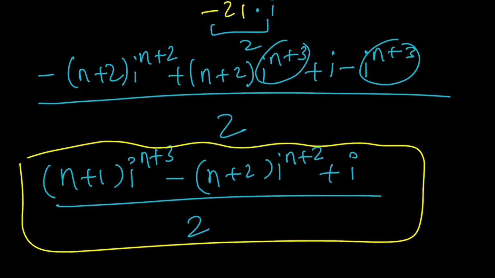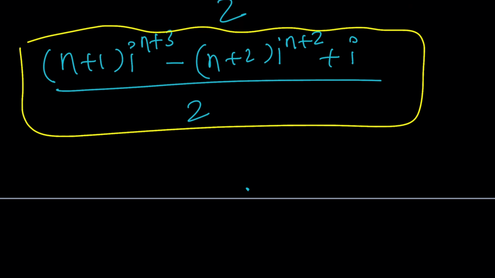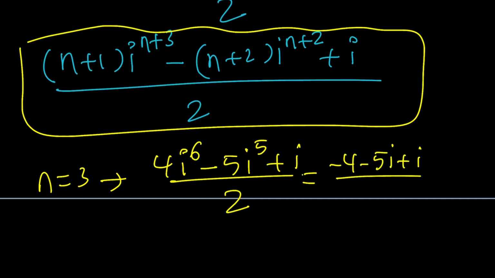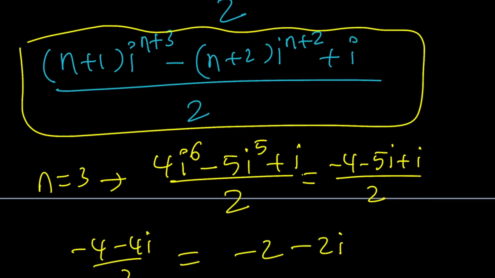If you want, we can go ahead and check it out for a particular value of n, which in this case I would use n equals 3, because that gives us the first quartet. If n is equal to 3, you're going to get 4 i to the power 6 minus 5 i to the power 5 plus i, divided by 2. i to the 6 is the same as i squared, which is negative 1. So that's going to give me negative 4. i to the 5th is the same as i, so it's going to give me negative 5i plus i, divided by 2. Negative 4 minus 4i divided by 2. That should be negative 2 minus 2i. Yay, we got the right answer.